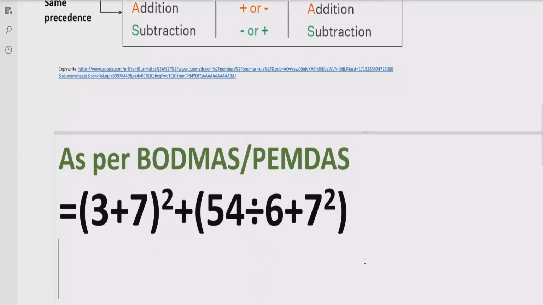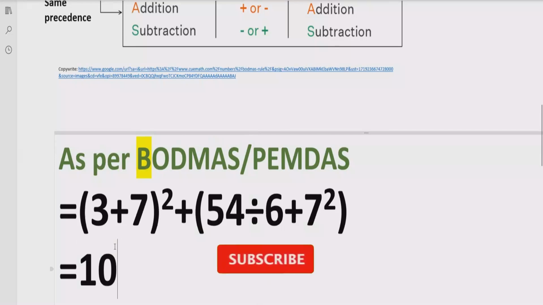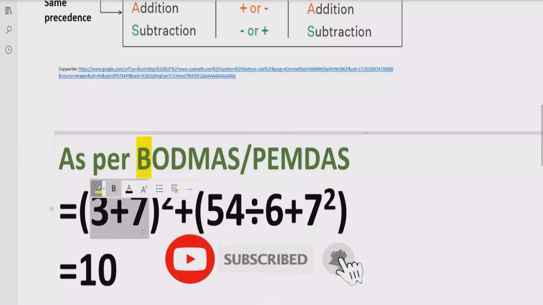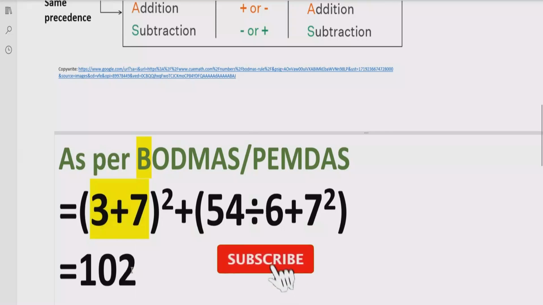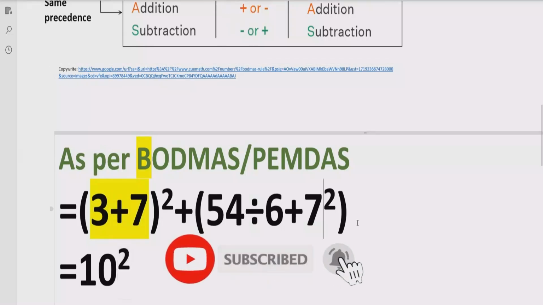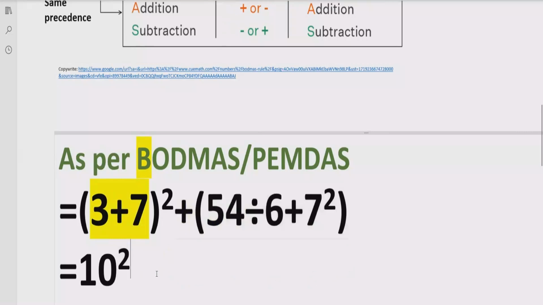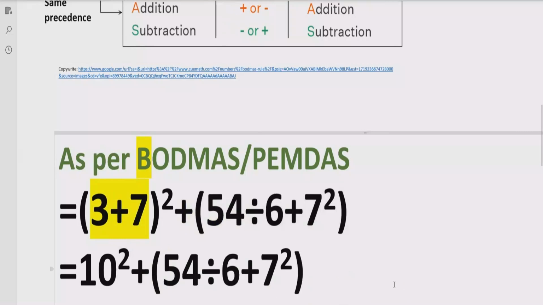So, now first of all, according to the BODMAS and PEMDAS rule, we have to solve the bracket. So, first we have this bracket 3 plus 7. So, we will solve this one because first we will solve the bracket, and raised to power 2, we will write as it is here. And other parts, again, we will write as it is. So here we have to give the reference 3 plus 7 equals 10.